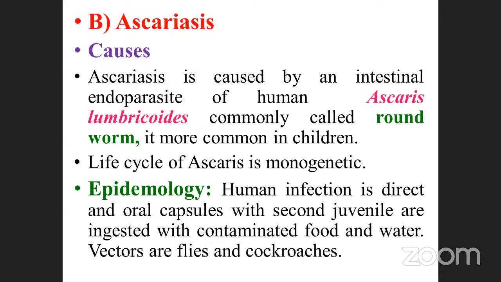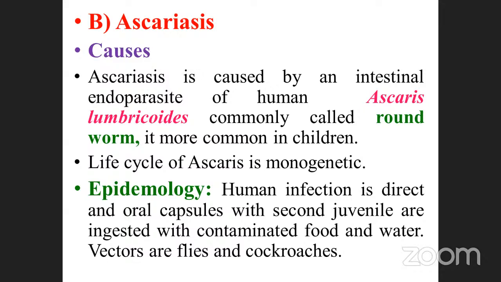Okay, this is another thing. So once again I repeat for you. Now we are going to discuss the causes of ascariasis. Ascariasis is caused by an intestinal endoparasite of humans, Ascaris lumbricoides, commonly called roundworm. Its life cycle is monogenetic in nature. Epidemiology: human infection is direct, with oral capsules, the second-stage juveniles, ingested with contaminated food and water. Vectors are flies and cockroaches.